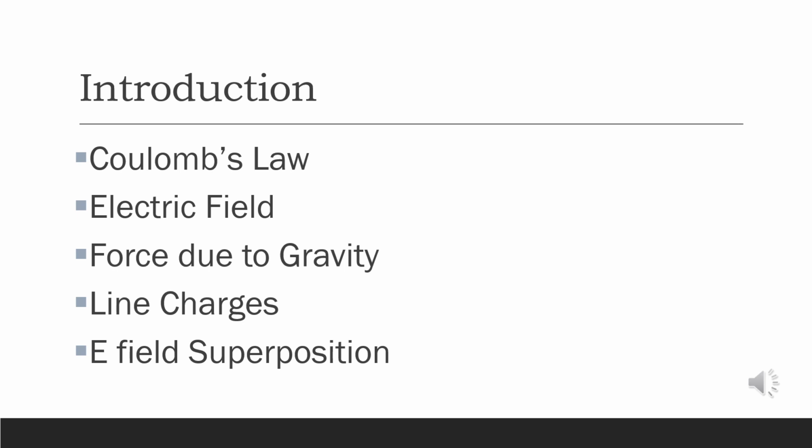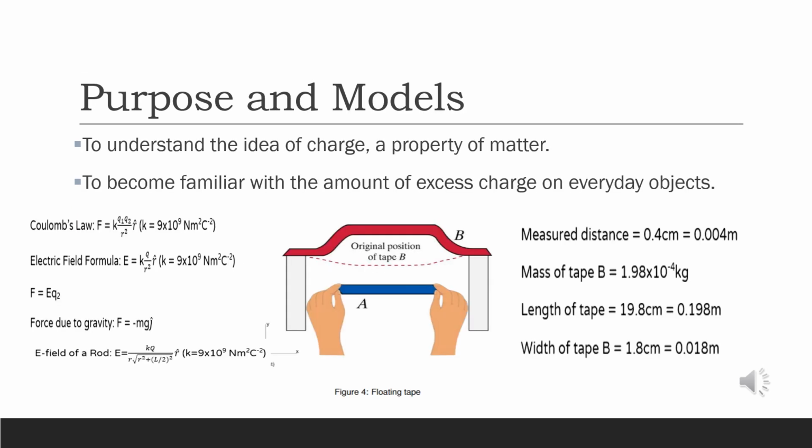The force due to gravity is an attractive force, and for this lab is simplified for use at the Earth's surface. Line charges for this lab will be treated as a collection of point charges arranged in a line. Another key idea is E field superposition, which basically says that electric fields can be added vectorially and do not affect or block one another. The purpose of this lab was to understand the idea of charge, a property of matter, and to become familiar with the amount of excess charge on everyday objects.